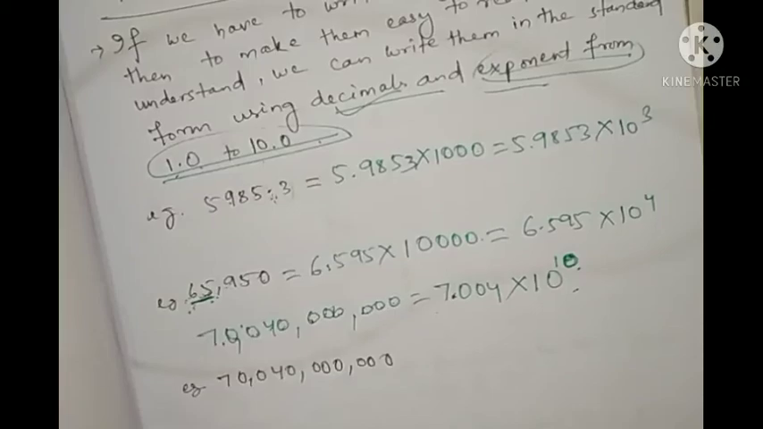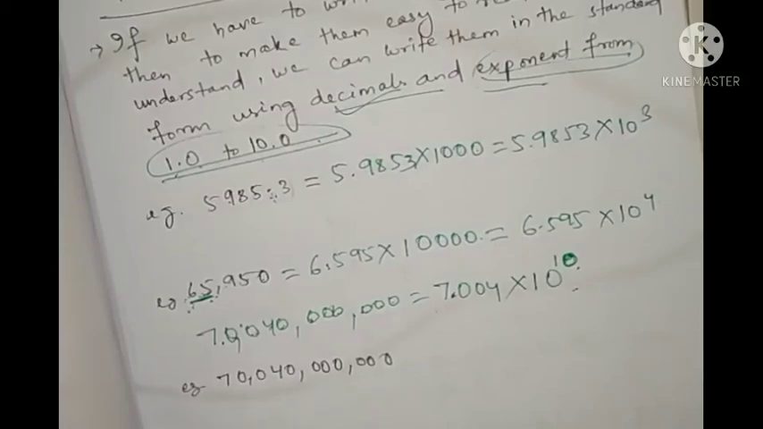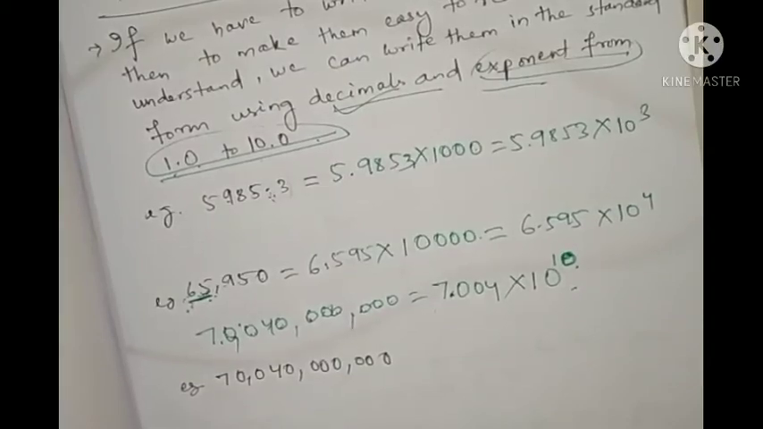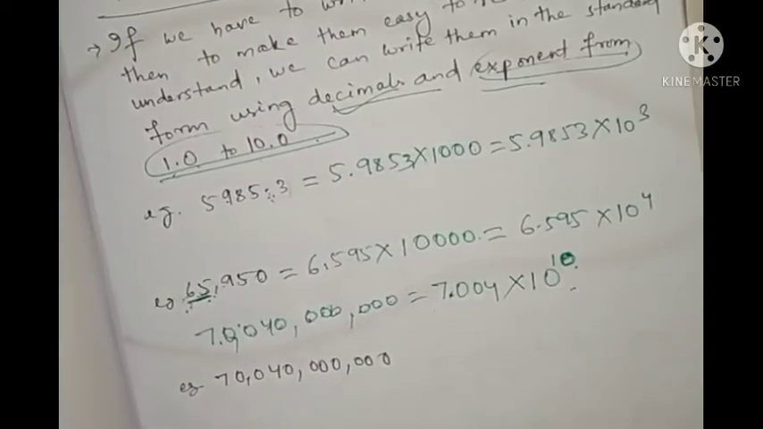Okay. So the mass of Earth or distance between Earth and Uranus, Earth and other planets, you can write these big numbers in exponent form, in standard form, easily. Okay. So this is about today's class. I hope you have understood. Thank you.